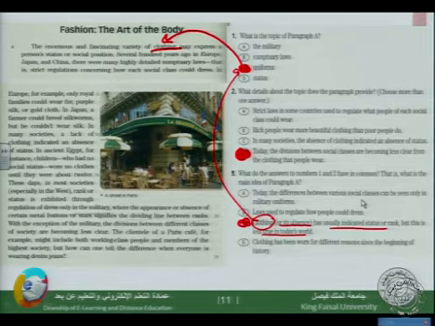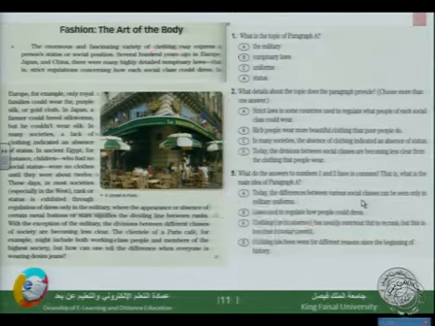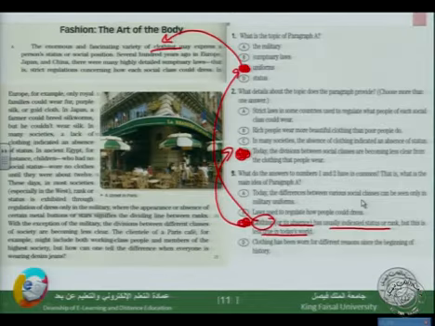Okay, but now is this true? And this is also mentioned here, that divisions between social classes are not seen from the clothing they wear. So that was a very interesting passage about fashion, the art of the body. I want you to read it again and try to understand the new words' meanings.